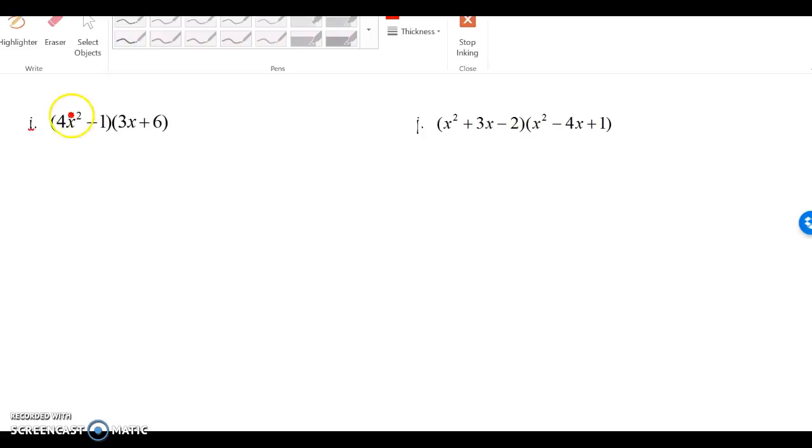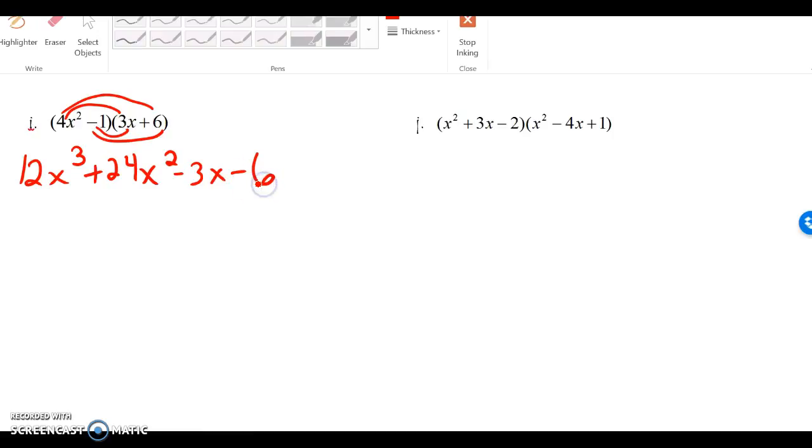So for I, I'm going to distribute first the 4x squared, or there's my first and my outers. Then I'm going to distribute the negative 1. And then when I look to combine like terms, I notice that I don't have any, so that is complete.